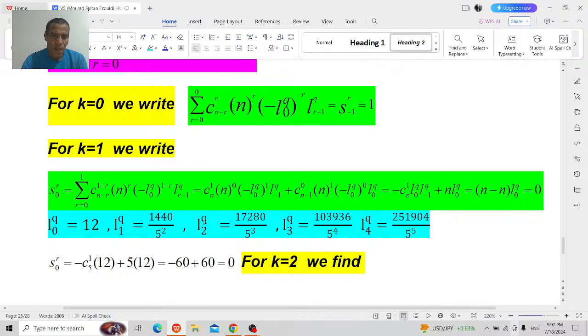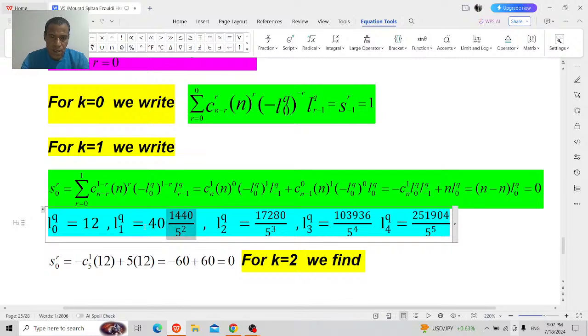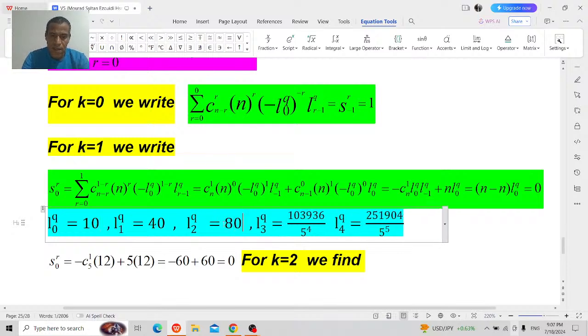Now I'm going to substitute here and change the coefficients. This is 40. This, learners, is 10. This is 80. This is 85. And this one is 42.